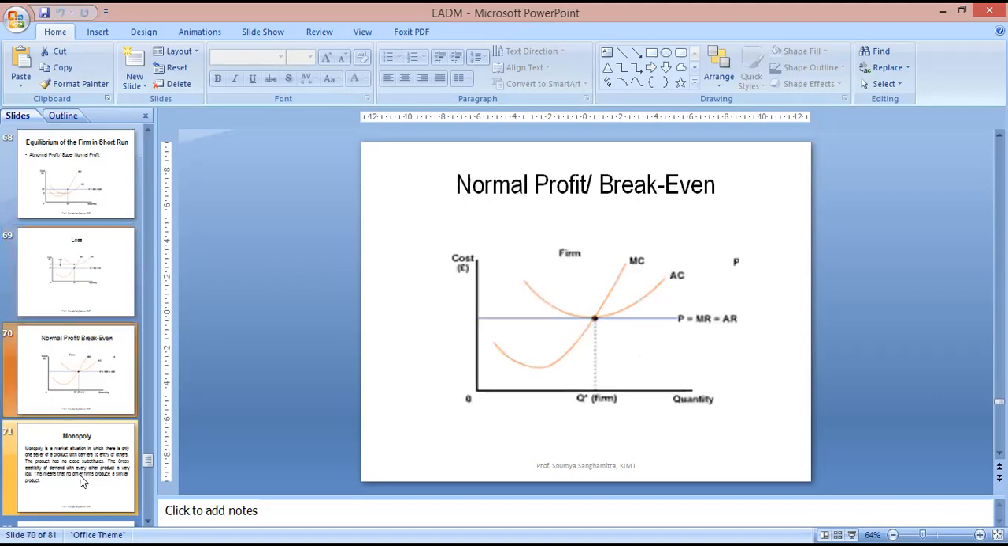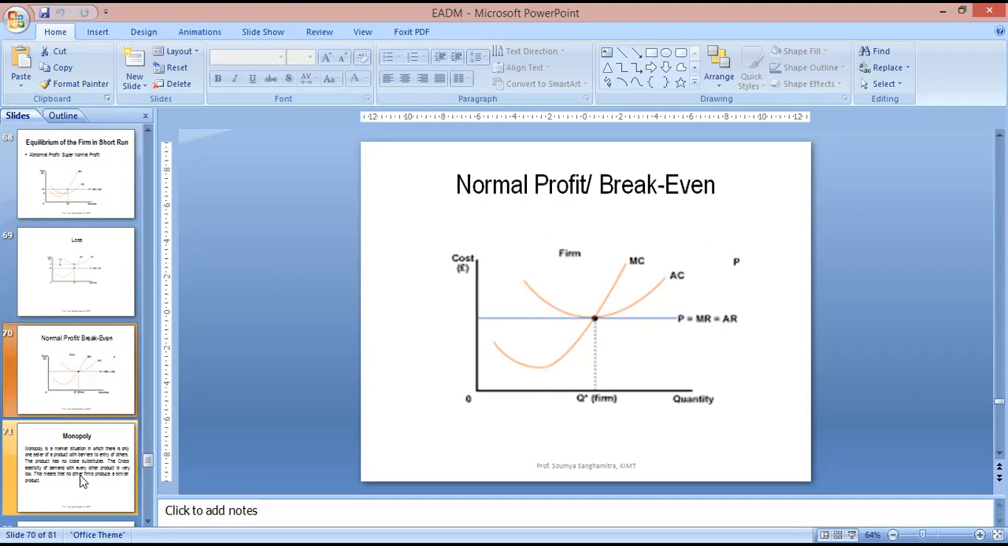Then normal profit or break-even. When the firm just meets its average total cost, it earns normal profit. Here AR is equal to MR. So in this figure, we make the conclusion that if AR is equal to AC, average revenue equal to average cost, the firm will get a normal profit or break-even.